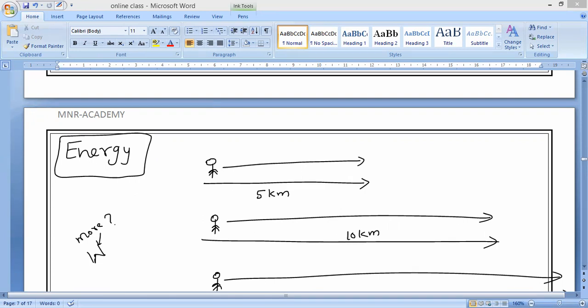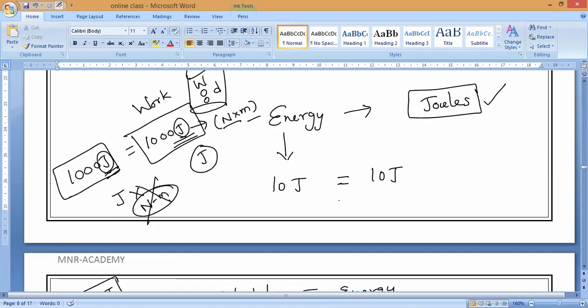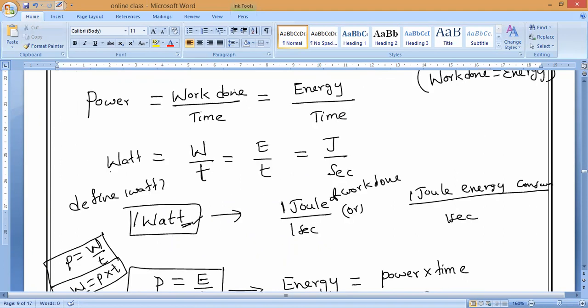So from that we can say, energy is what? It is a scalar quantity. It does not have any direction. So that is why we can say energy is a scalar quantity. That is what you can write. So from that you can start deriving. Power is equal to work done by time, which is equal to energy by time. So we can say power in watt is equal to joule per second. So we can define from here. Everybody start writing.